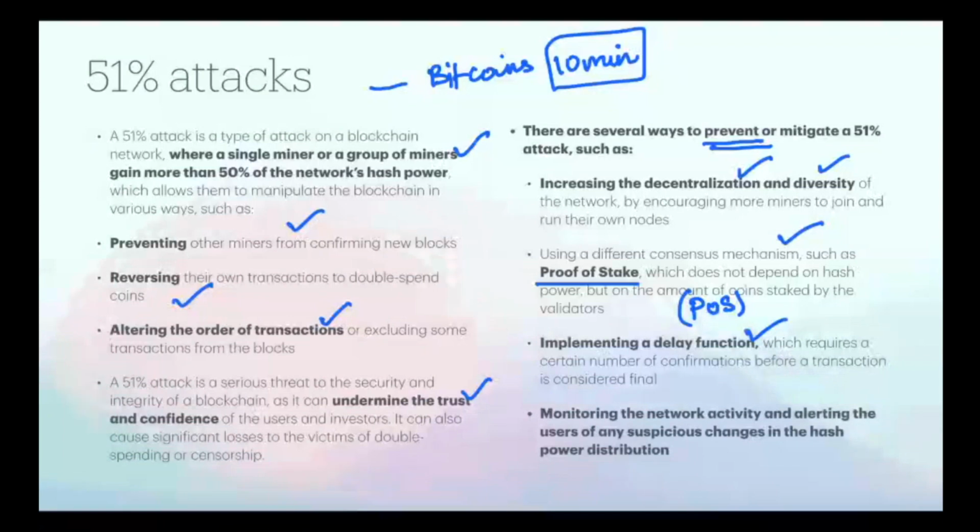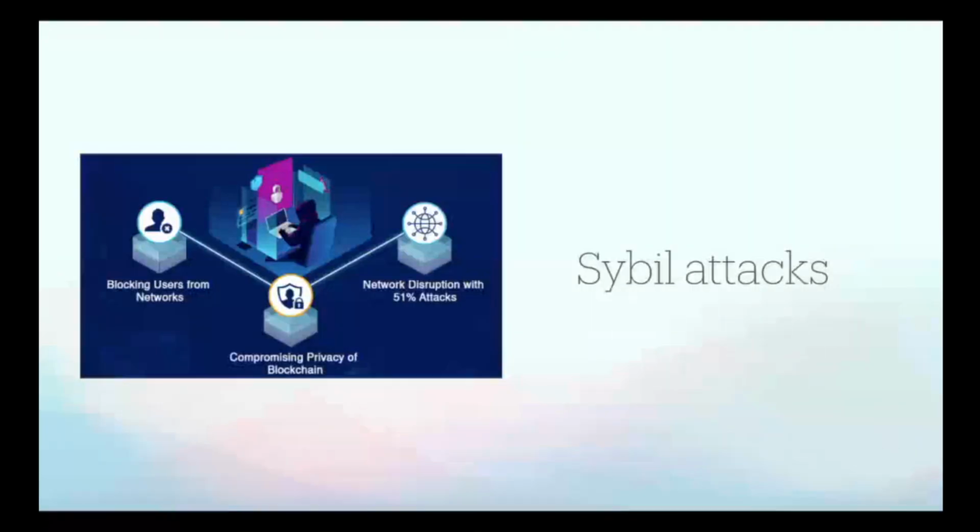Then monitoring the network activity and alerting the users of any suspicious changes in the hash power distribution. Generally, whenever the hashing has been distributed to the blocks or the nodes, we have to keep checking whether the activity is going correctly or not. So this is where the attacks can be minimized for 51% attacks. Generally, half of the attacks in blockchains happen through this 51% attack only. Now, the Sybil attack is a kind of 51% attack.